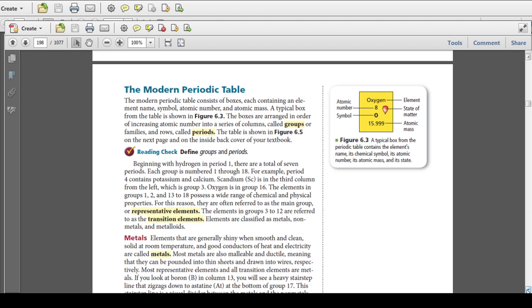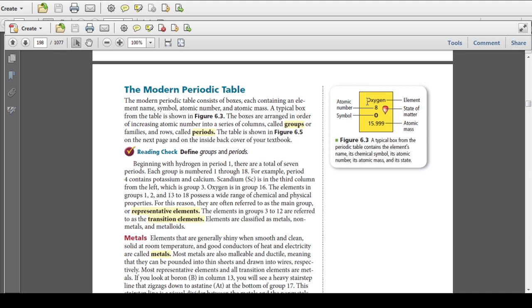The modern periodic table consists of boxes, each containing an element name, symbol, atomic number, and atomic mass. A typical box from the table is shown at right. The boxes are arranged in order of increasing atomic number into a series of columns called groups or families, and rows which we call periods. The table on the next page in your textbook gives you an idea of what the periodic table looks like. For a more up-to-date periodic table, I like to use ptable.com. It gives you a better idea, and it's a little more interactive as well.